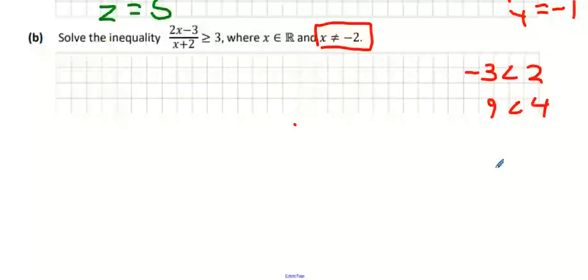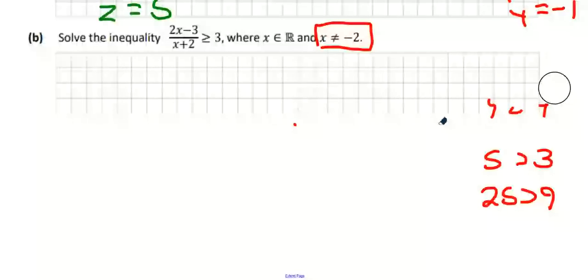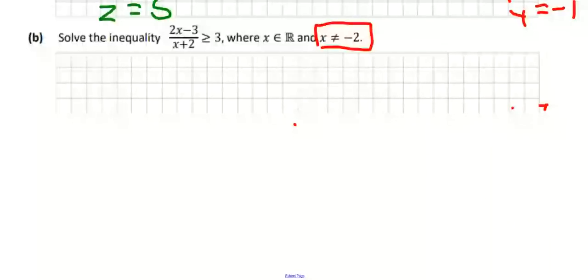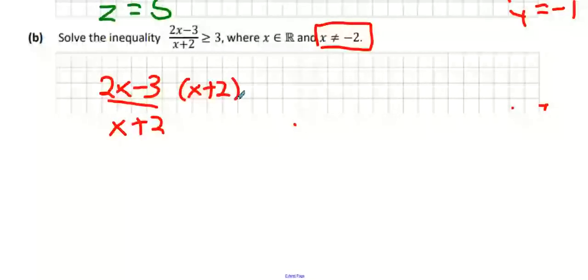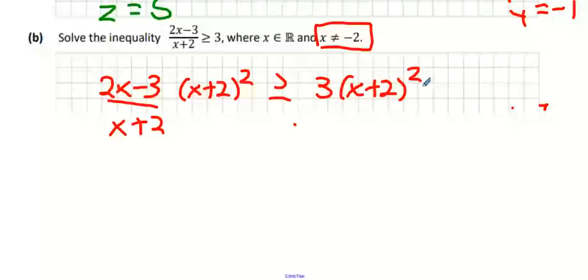It's only when two numbers are positive to begin with. Like 5 is bigger than 3. If I square both sides, it stays the same direction. So no, I'm not allowed to square both sides here. So the technique, which is a pretty standard technique, is you always get the denominator on the bottom, the x plus 2, and you multiply it by x plus 2 squared on both sides. With inequalities, you're allowed to multiply both sides by the same number, and it should maintain its positioning.